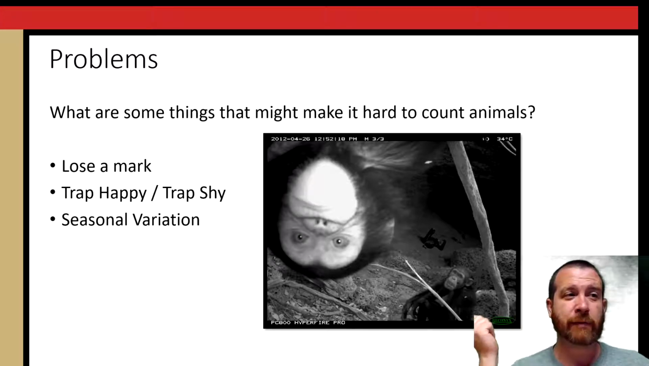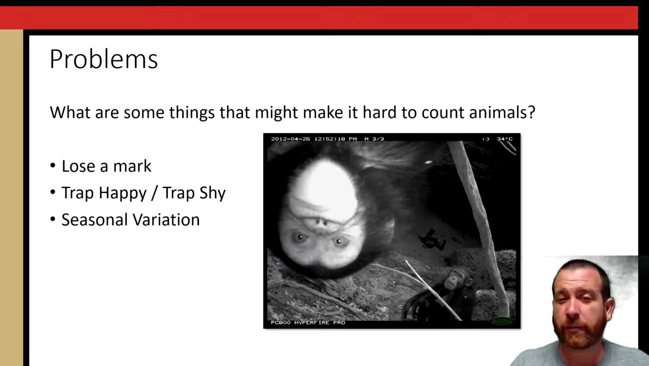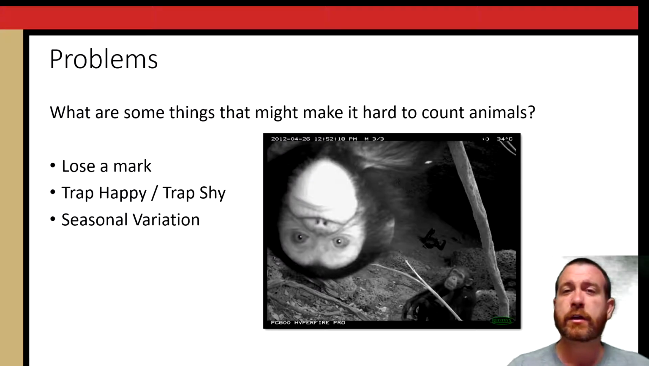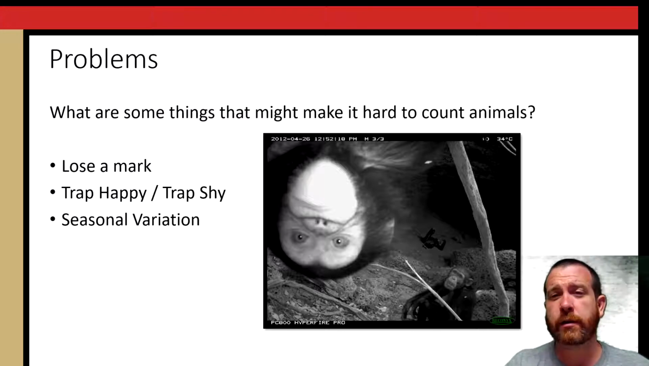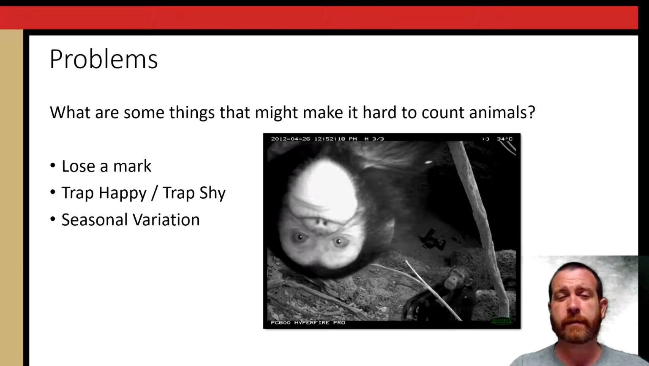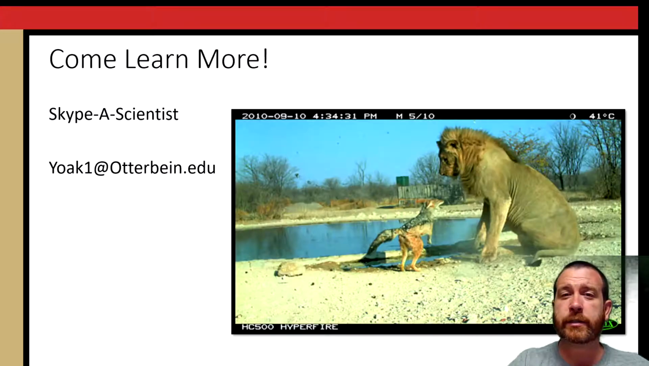Now, when we're talking about this list, we could be talking about individuals that might lose their tag. Maybe the ear tag rips out of their ear. Or maybe they really like being in a trap because it has a lot of food in it. Or maybe there might be some seasonal variation, right? It's hard to see all the bears in an area in the wintertime because they're all living in their caves over winter. So there's a lot of things that might make it difficult to capture them and figure out who they are in that population.